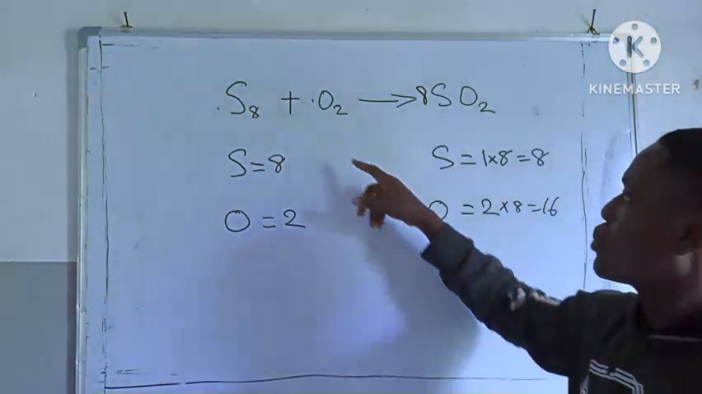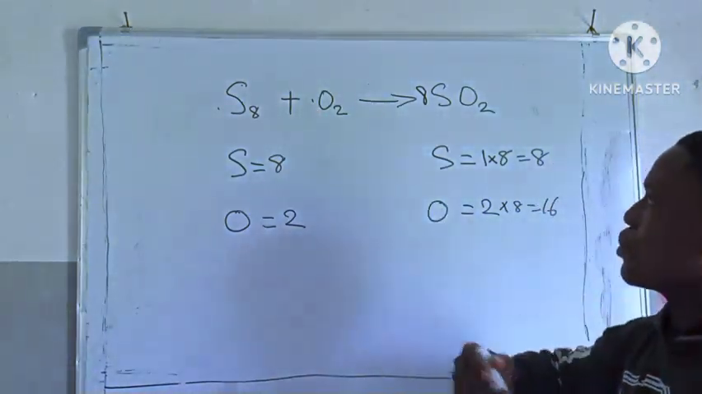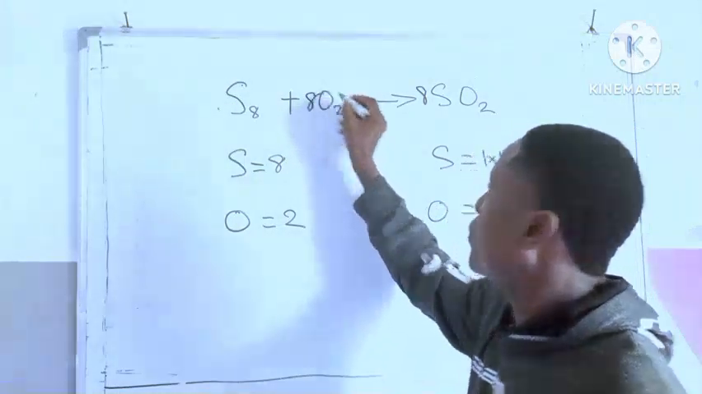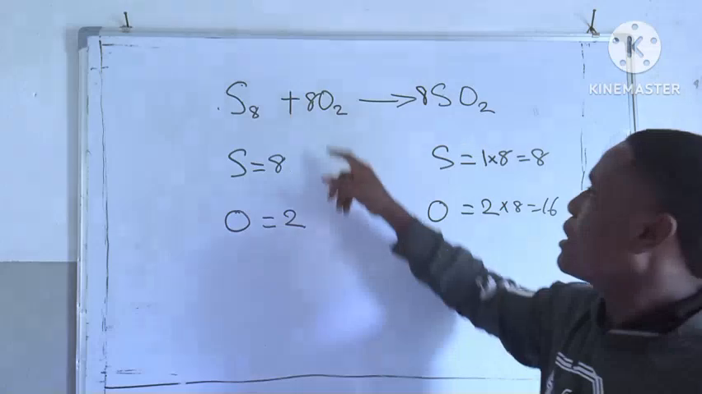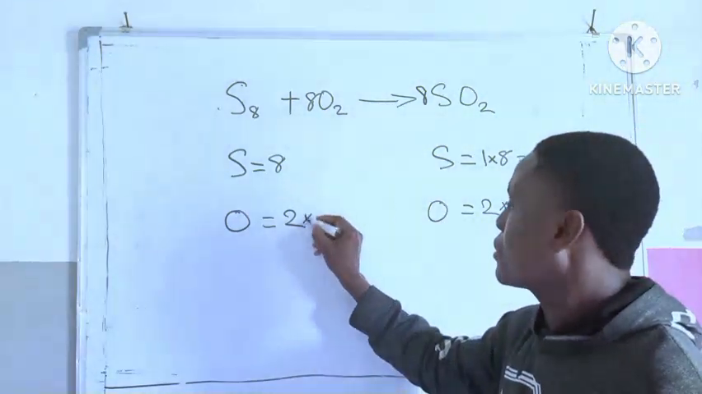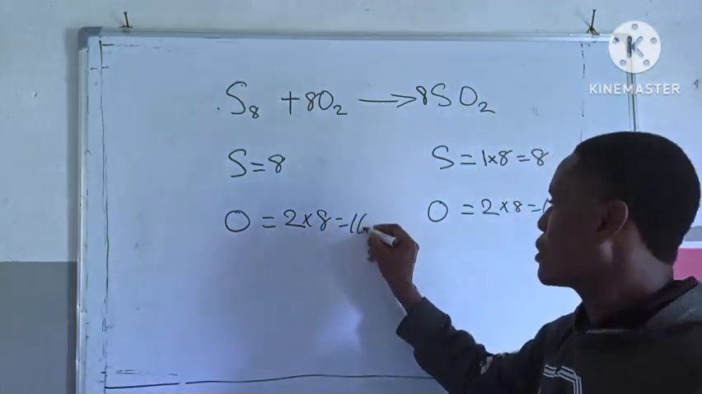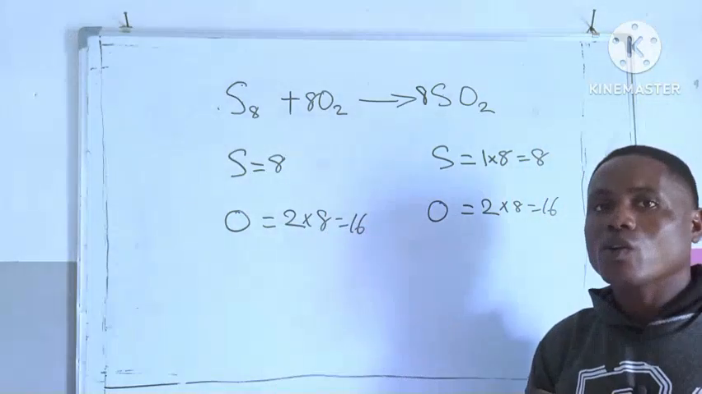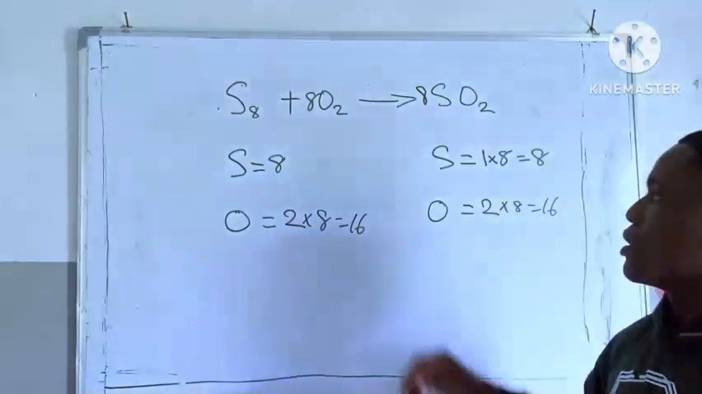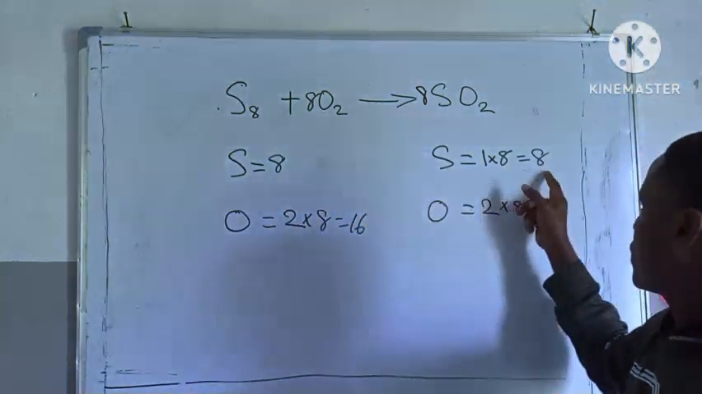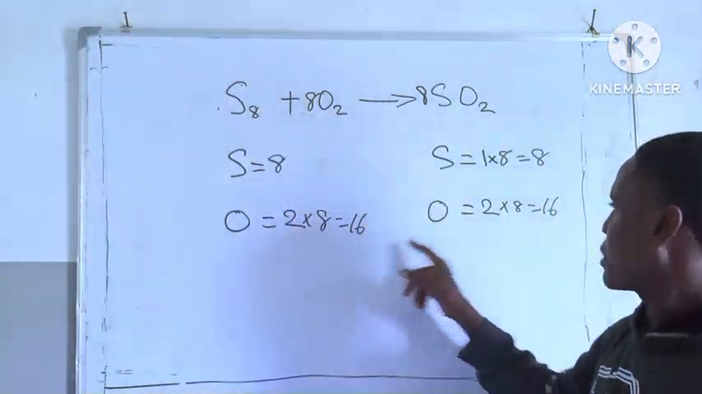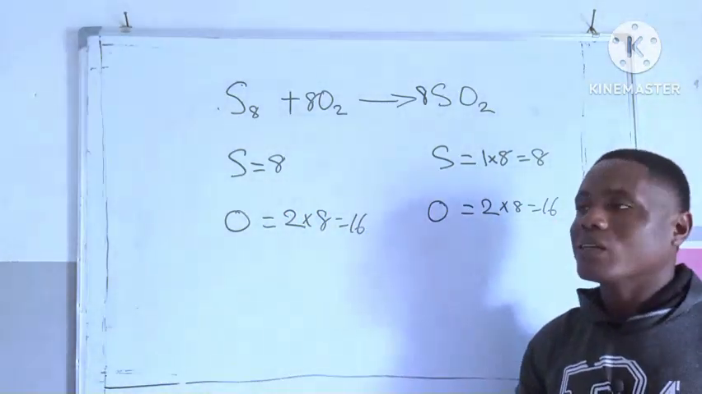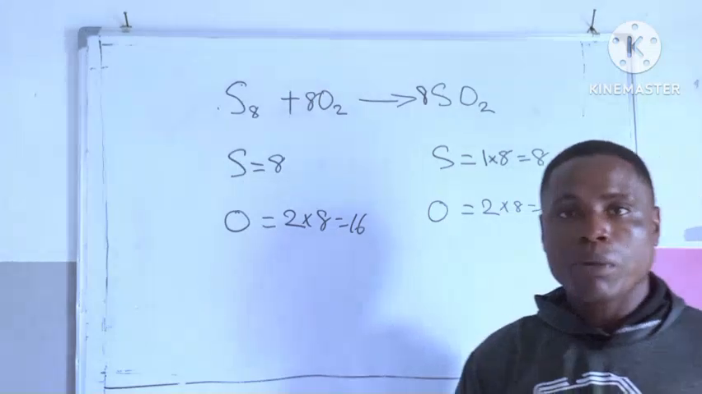Now, we can introduce 8 here. Yes, we can introduce 8 here. So 8 times 2 will give us 16. So let's check if the equation is balanced or not. Sulfur here is 8, sulfur here is 8, balanced. Oxygen is 16, yes, 16. So the equation is now balanced.